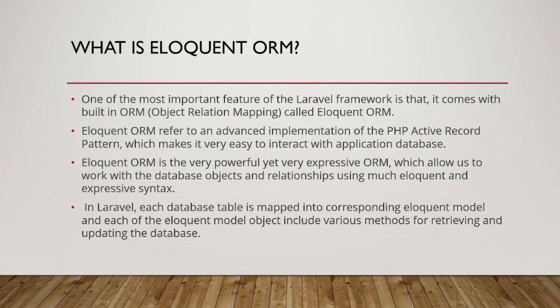So what is Eloquent ORM? One of the most important features of the Laravel framework is that it comes with a built-in ORM, or object relation mapping, called Eloquent ORM. It refers to an advanced implementation of the PHP active record pattern, which makes it very easy to interact with the application database. Eloquent ORM is a very powerful yet very expressive ORM which allows us to work with database objects and relationships using much more eloquent and expressive syntax.